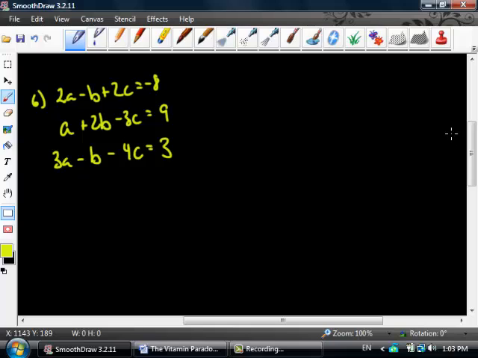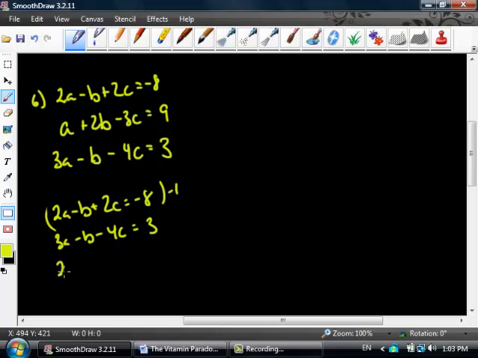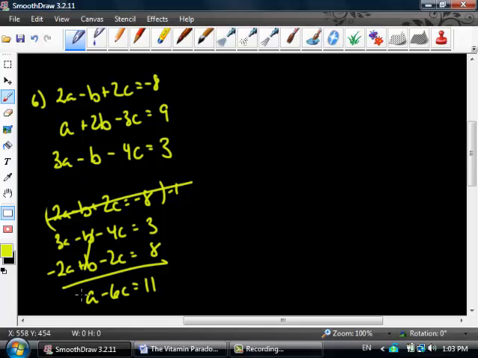Okay, so I'm going to choose to eliminate B. So I'm going to go 1 and 3 first. So 1 is 2a minus b plus 2c equals negative 8. 3a minus b minus 4c equals 3. Multiply this by negative 1. Negative 2a plus b minus 2c equals 8. That goes away. I get a minus 6c equals 11. Yes? So far, so good? Okay, I chose 1 and 3.